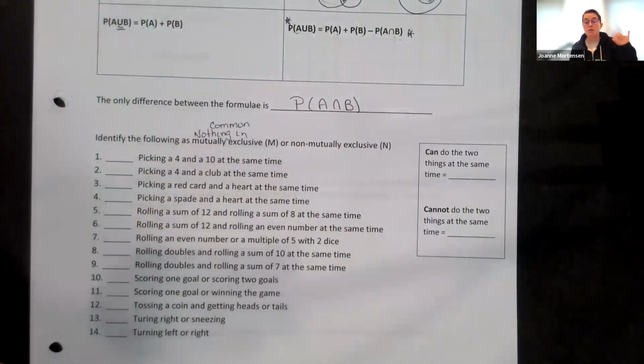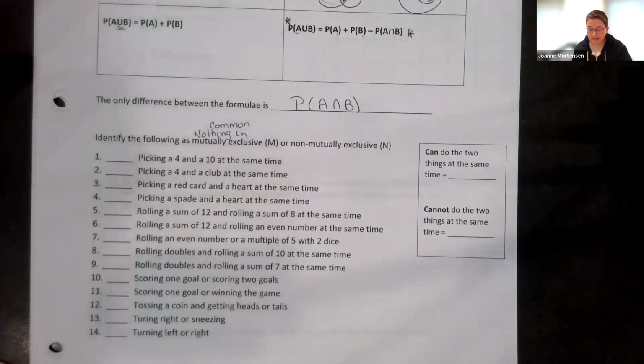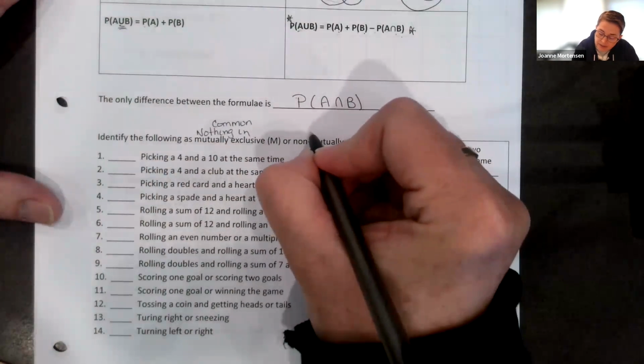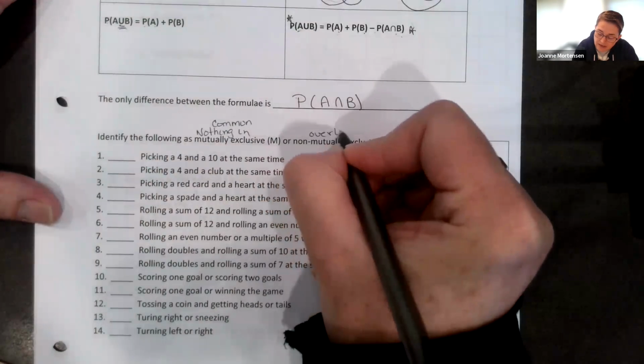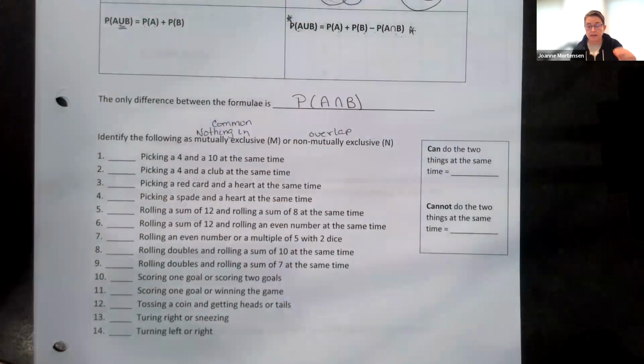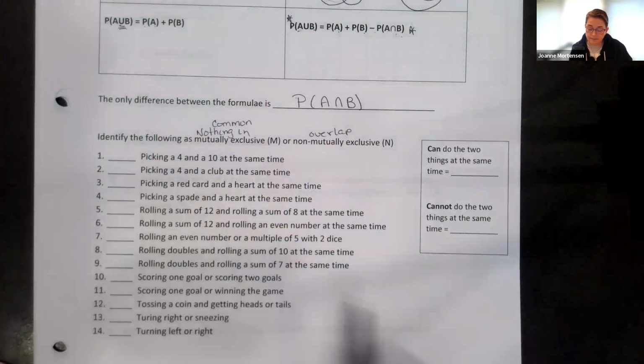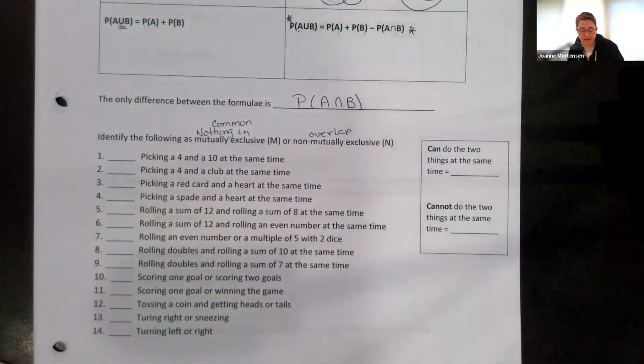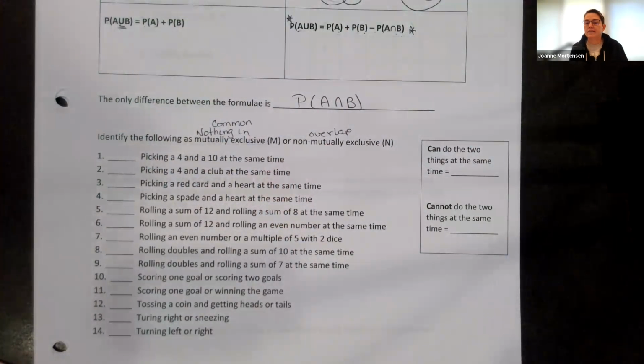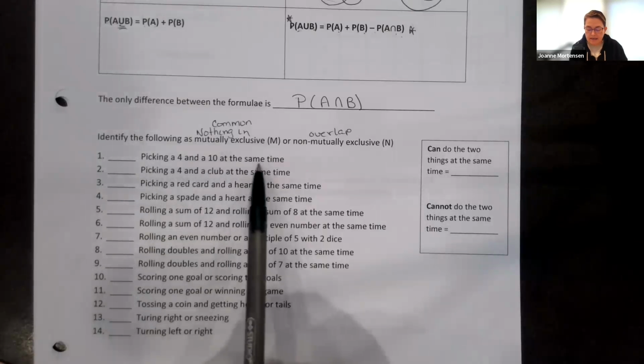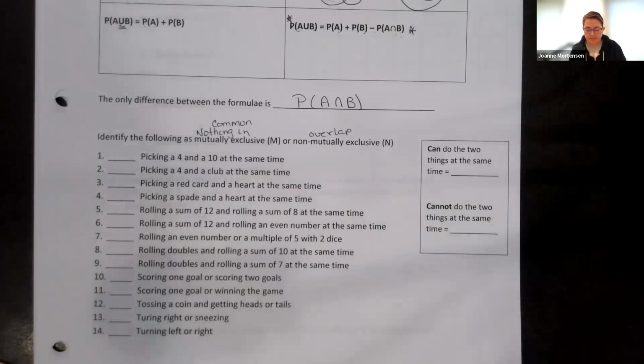Or if you want to think no overlap, exactly the same idea. And these ones, I'm just going to write overlap. It's faster. Or something in common. So if I have, I was thinking I should go get a deck of cards, but it's okay. Picking a 4 and a 10 at the same time.